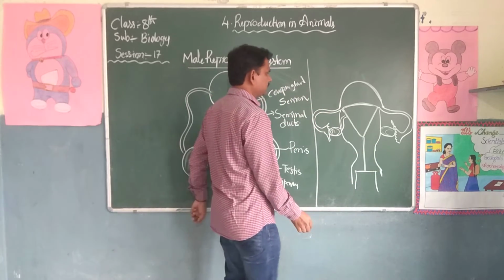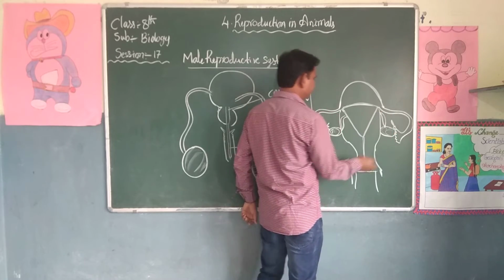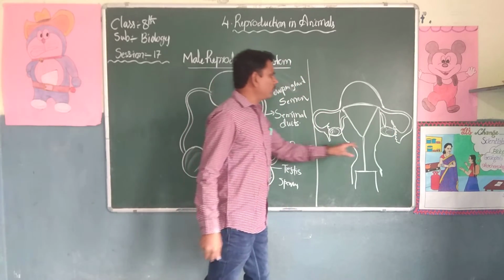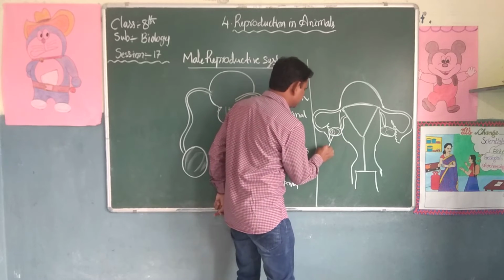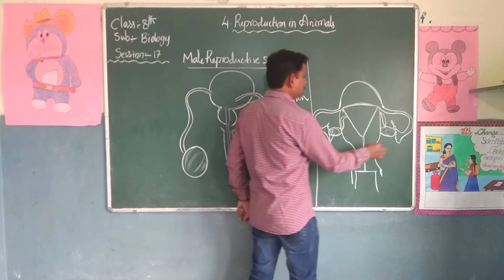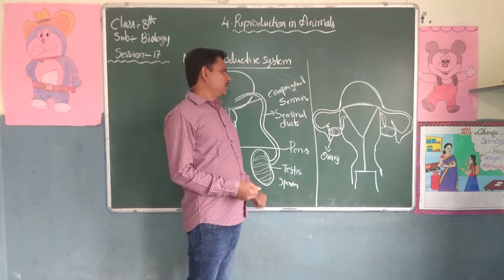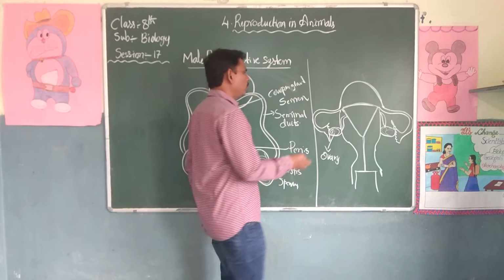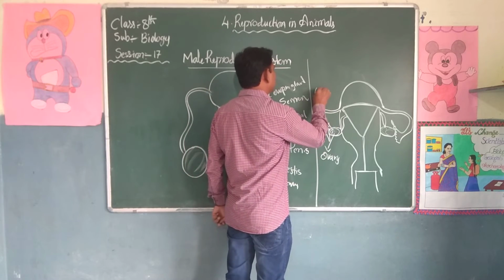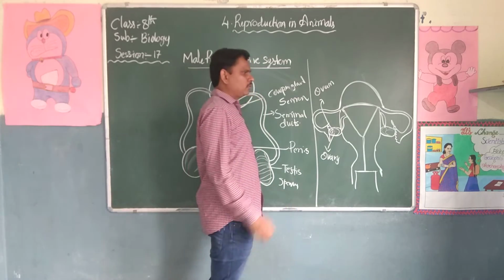So this is about female reproductive parts. A pair of ovaries is present inside the female body. From the ovary, the ovum will be released. Ova is the plural; a single one is an ovum.